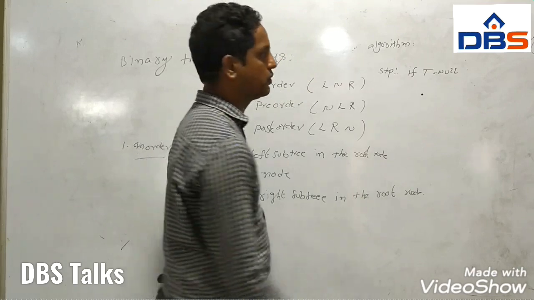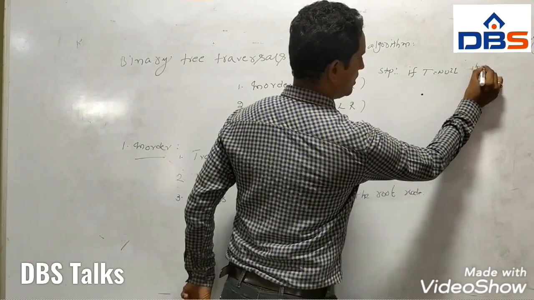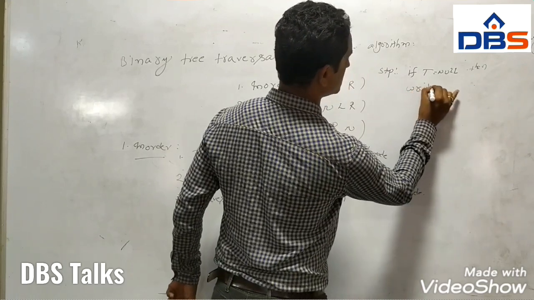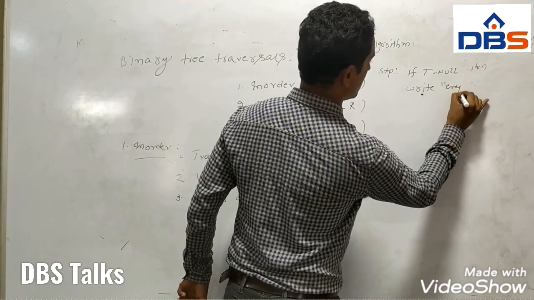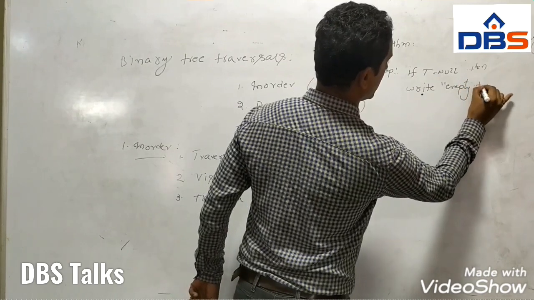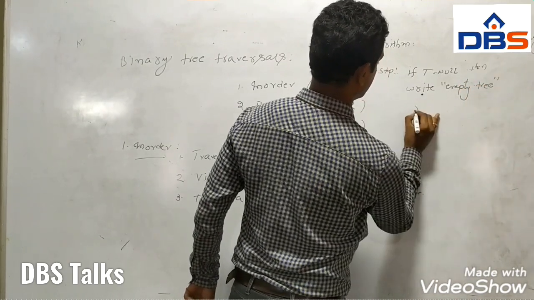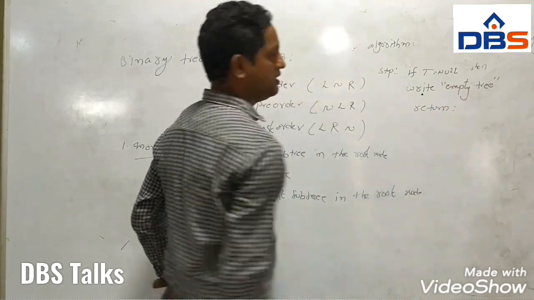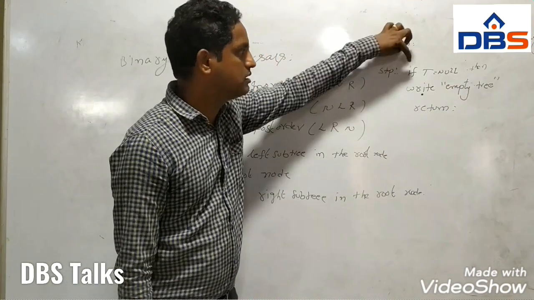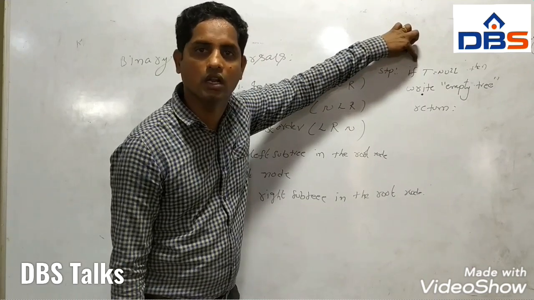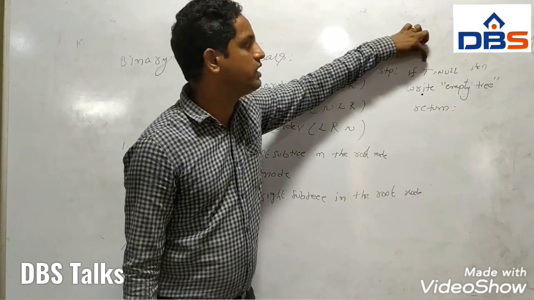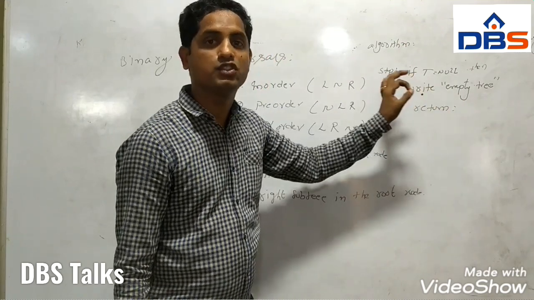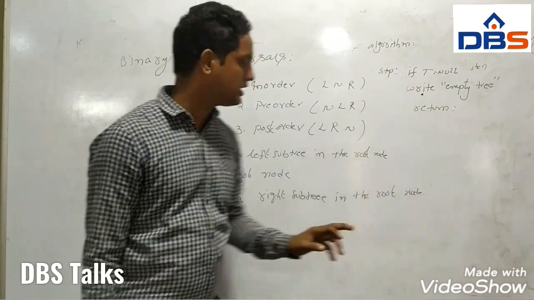If t equal to null, then write empty tree. Every time we can check whether the tree is empty or not. So first of all we see, if t equal to null, then it is called an empty tree. But if it is not empty, we go for the three steps.